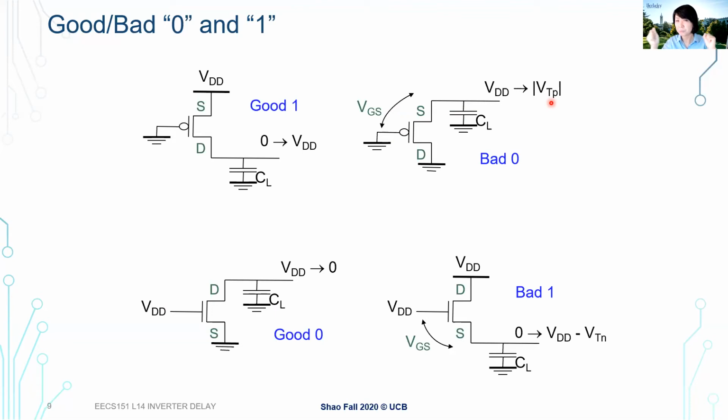We use 0 or 1, but it's really ground and VDD, right? But here, this voltage is not as clean as this 0. It's pulled all the way down to the ground, but here we were only able to pull to the threshold voltage, which is greater than 0. So that's why NMOS is really good at producing 0, and for PMOS, if you have time, go through that exercise again to see why PMOS is good at producing 1.